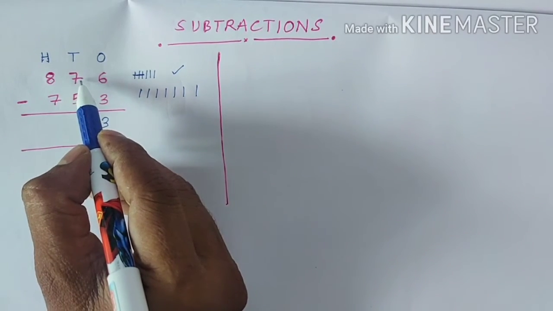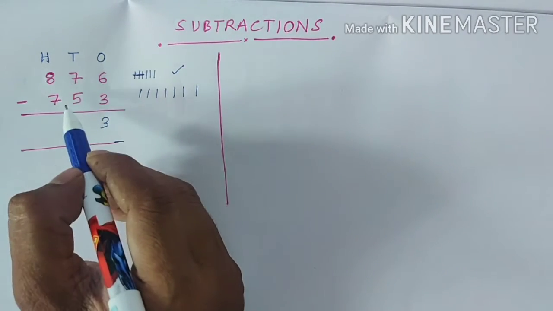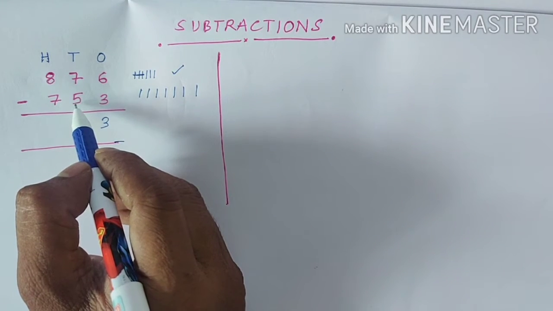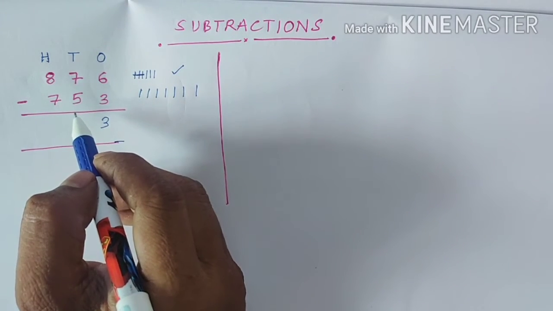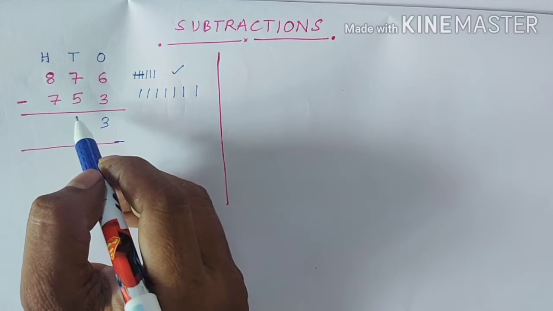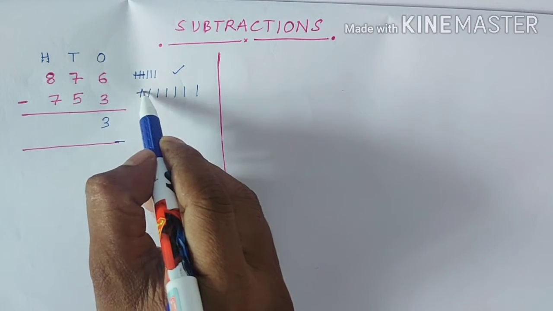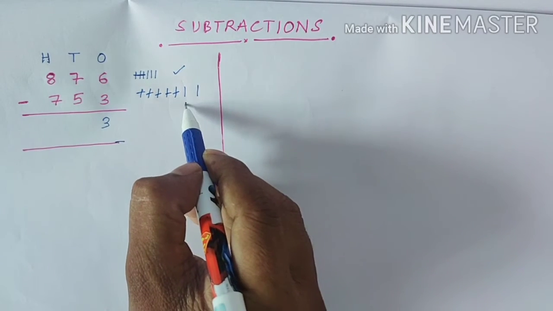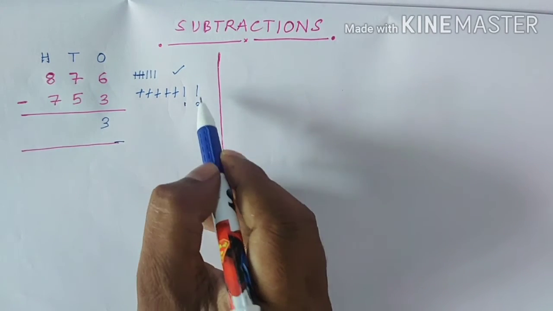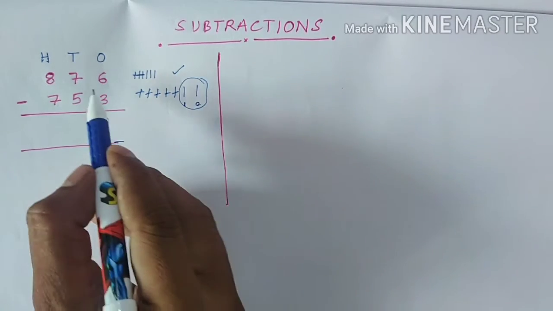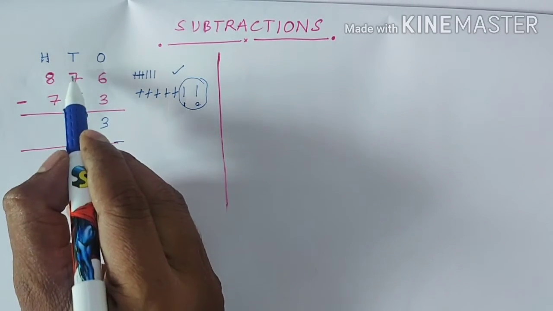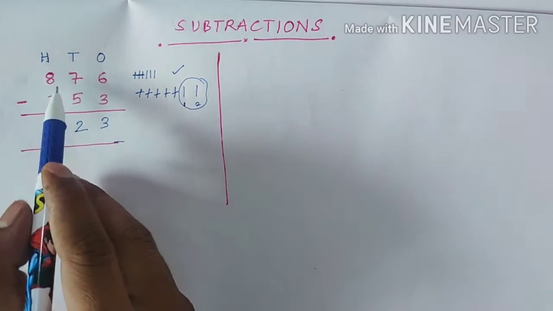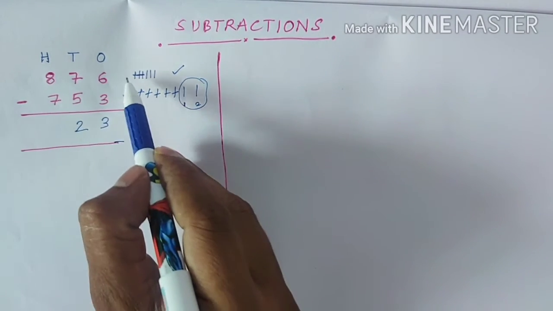What is the number given exactly just below the 7? 5. That means you have to cut the 5 lines. 1 2 3 4 5. How many are left? 1 2. Two lines are left, so you have to write 2 exactly just below that column. Now the second layer is also done.